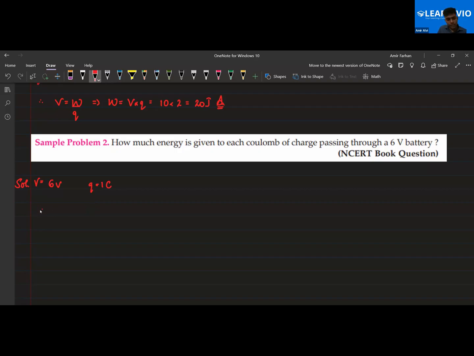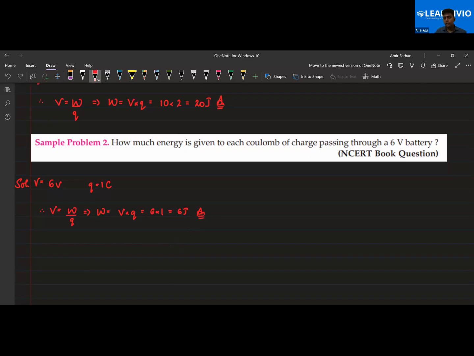So if you substitute the values over here, V is equal to W by Q. We need the W, that is V into Q. That is 6 into 1, which equals 6 joule. Okay, this is the answer. Please let me know everyone if it's clear to you or not. If you have any doubt, any topic that is not clear to you now.